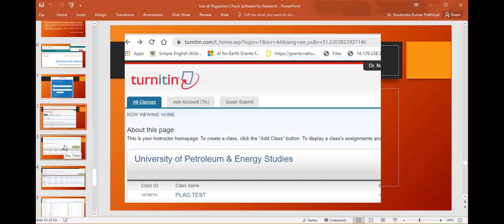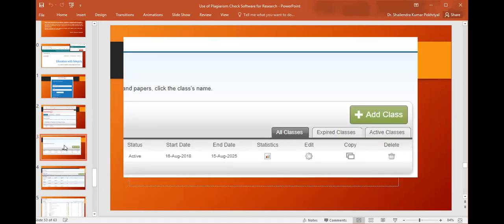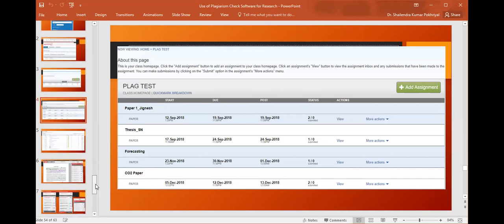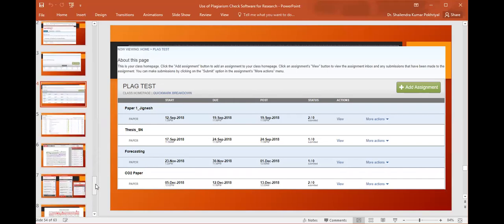Then your class ID will be created here, and you have to open the class ID and upload the document here. So next slide, please. Here you can see I have uploaded many documents. You can see the same. And in the next slide, you can see the percentage of plagiarism in each case.